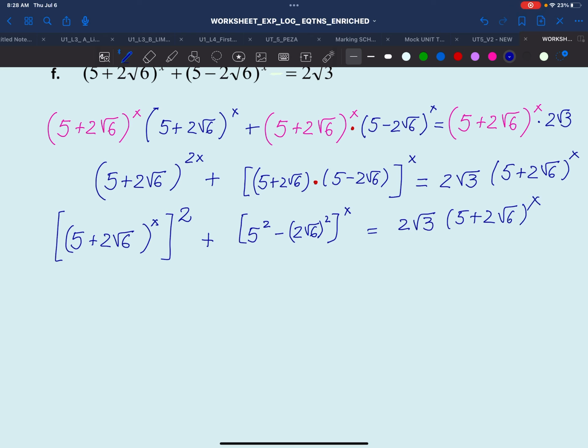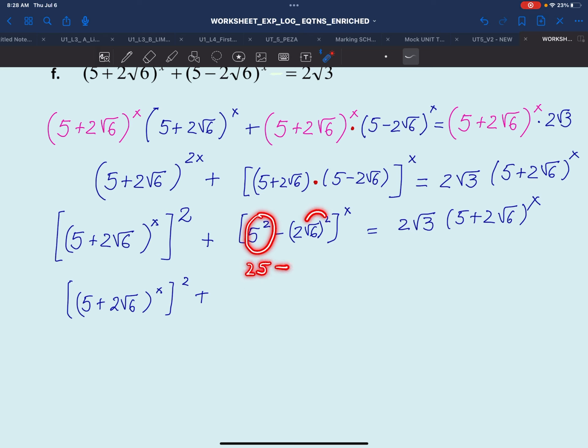All right. So again, 5 plus 2 root 6 to the power of x squared. And then plus, and now this is the exciting part, 5 squared, that's 25, minus the power of 2 applies to number 2 and root 6. Now 2 squared is 4, root 6 squared is 6. So 25 minus 4 times 6 is 25 minus 24, and 25 minus 24 is simply 1. So 1 to the power of x.